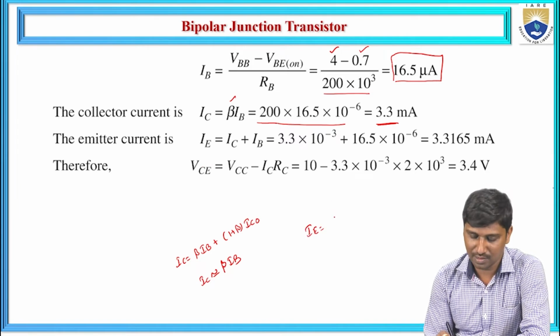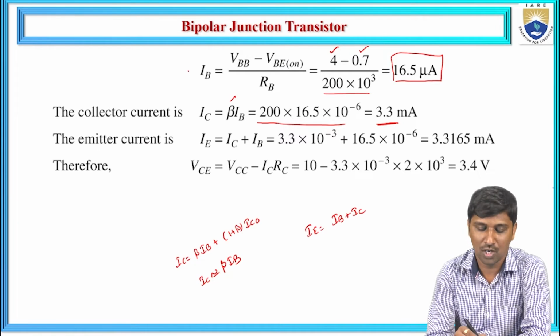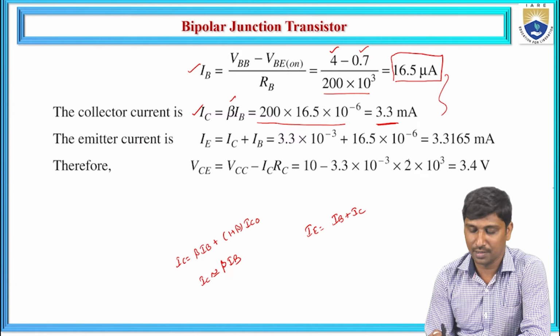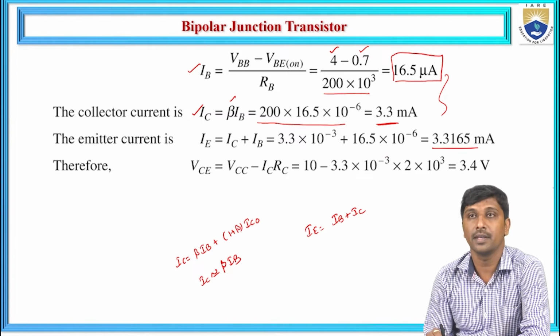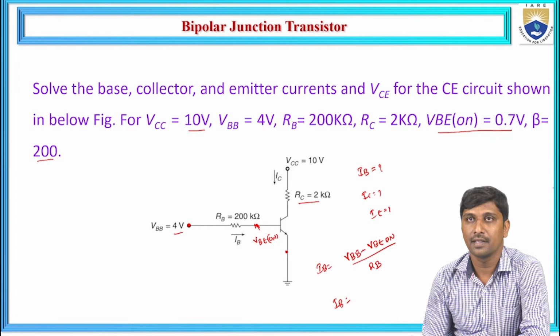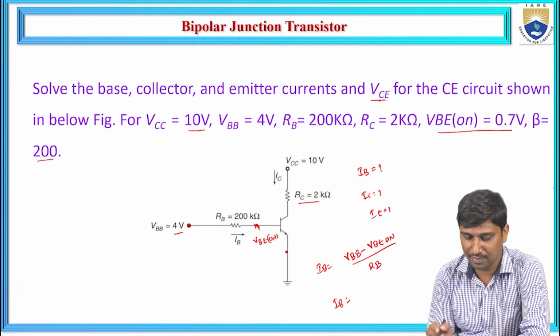The emitter current is the summation of the base current and the collector current. IB we observed and IC we observed, so you can add these two to get the total emitter current, that is 3.3165 milliamperes. Again, in the problem, we need to calculate VCE.